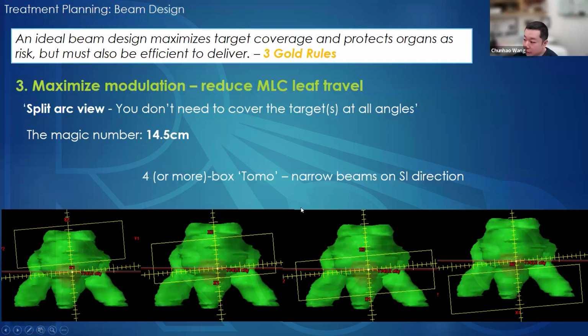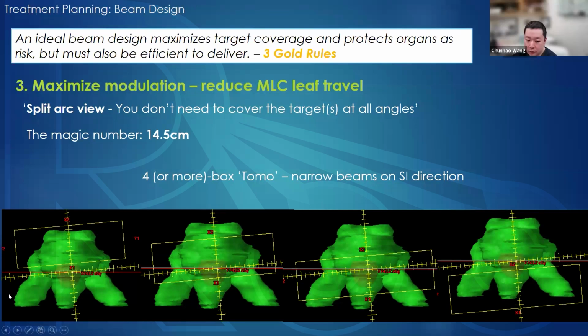Right, so a variant of the 4-box is to arrange the beams in the superior-inferior direction only, with multiple narrow beams to maximize the modulation. Of course, if you can, you don't have to stick with 4 here. You can add 5 beams or even 6 beams if you're treating a very long target, right? This is an example I borrowed from a pelvis treatment.